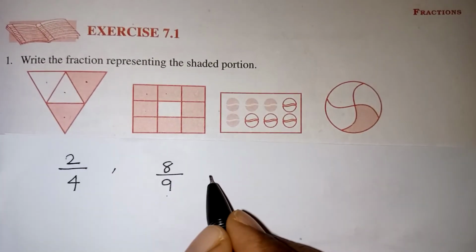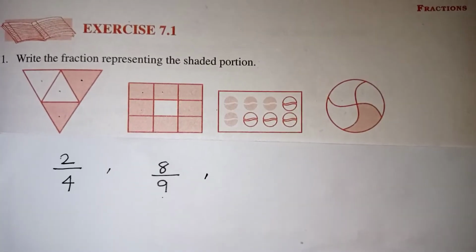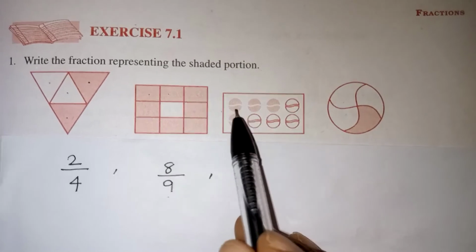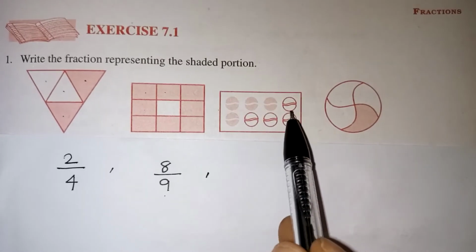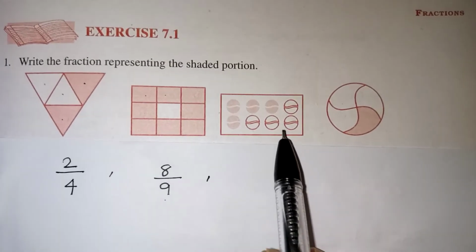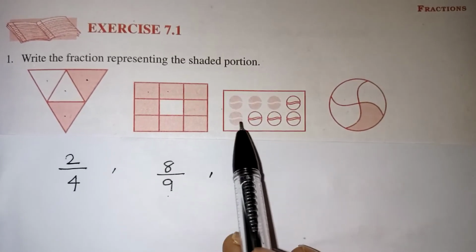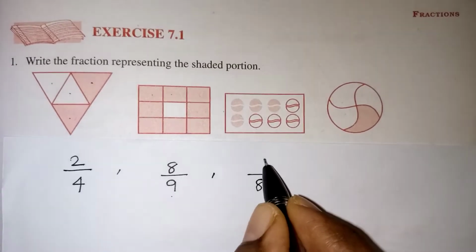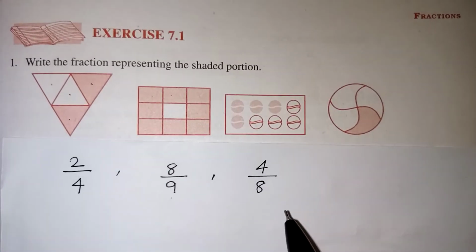We'll go to the next problem now. Here they have given the balls. So how many balls are shaded? Totally how many balls are there? 1, 2, 3, 4, 5, 6, 7, 8. Totally 8 balls are there. Out of 8, 4 balls are shaded and 4 are unshaded. So we have to say that out of 8 balls, 4 balls are shaded. That is the correct way.